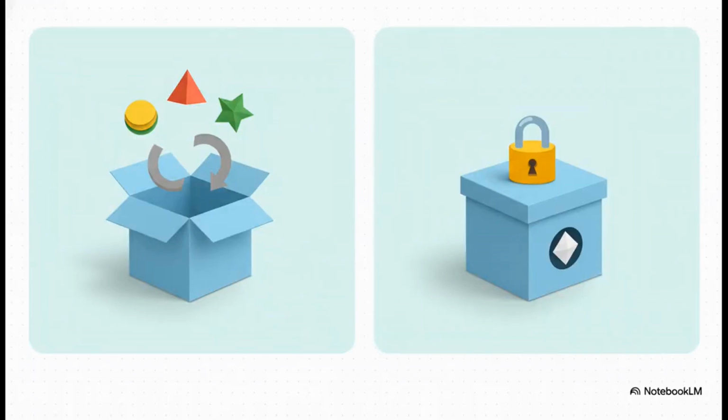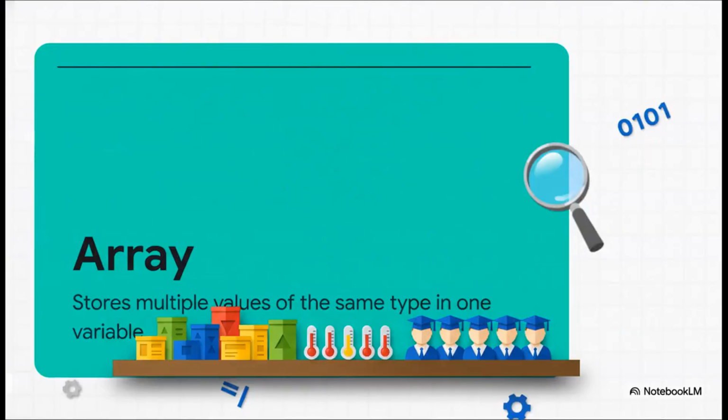You set its value once and it never ever changes, kind of like the value of pi. But what if you have a whole bunch of similar items? You wouldn't want to create 100 different boxes for 100 student names, right? Of course not. Instead, you'd use an array. Just think of an array as a big shelf designed to hold an entire collection of the same type of thing. It makes it super easy to manage a list of names or maybe daily temperatures.